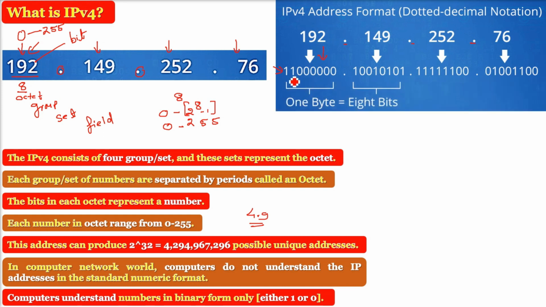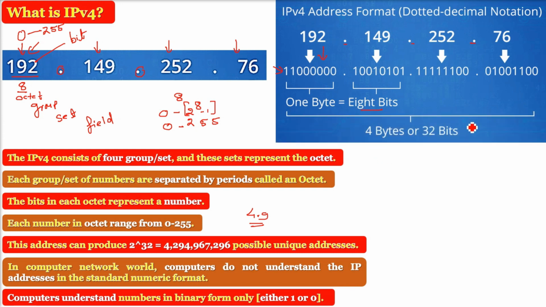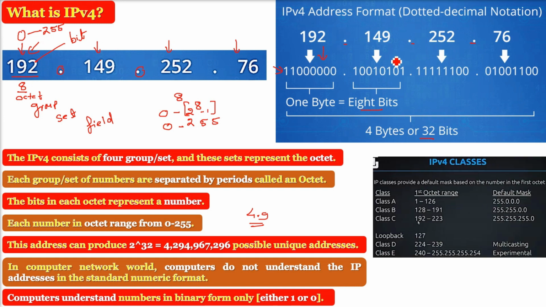Each binary number is actually 8 bits, which corresponds to 1 byte. 1 byte is 8 bits. So how many bytes are there? 4 bytes. So how many bits are there? 4 into 8. That is how 4 bytes will make 32 bits. So IPv4 is all about this. If you understood all this, you have understood IPv4. So we have 4 octets, with decimal points in between. The numbers are from 0 to 255, minimum 0, maximum 255.